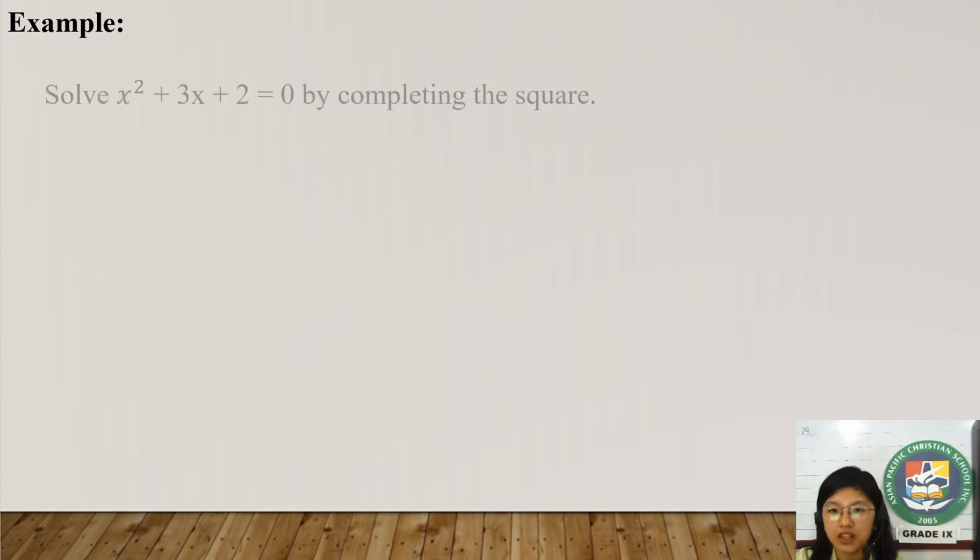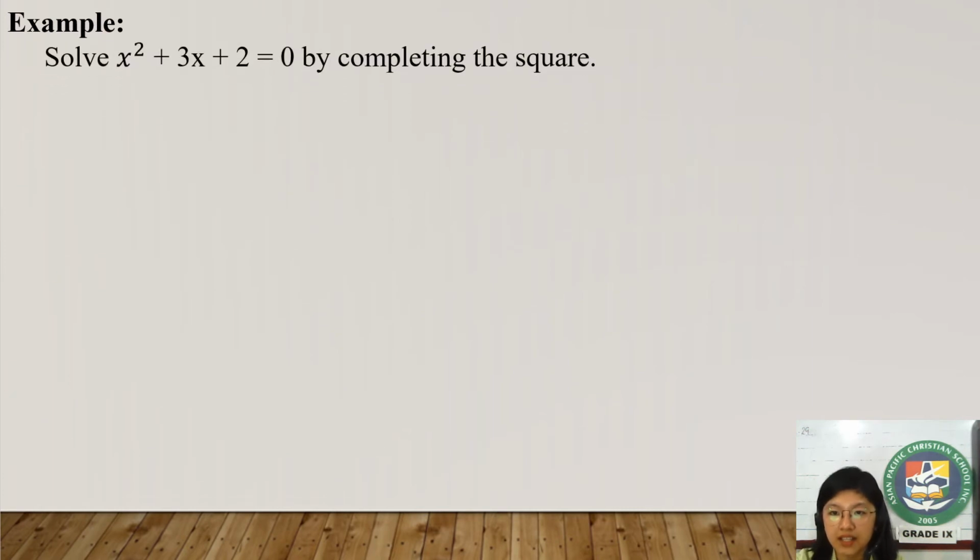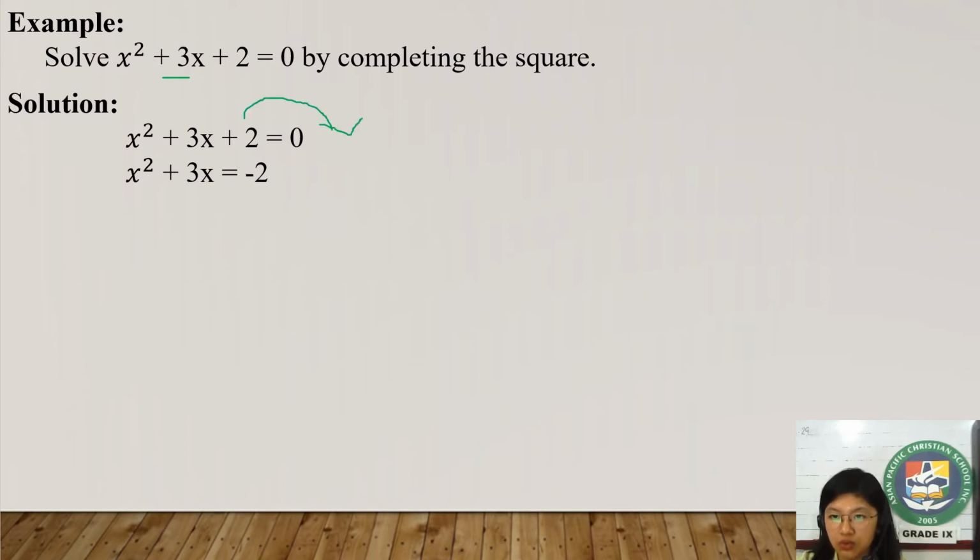So, ganun siya. Next example, solve x squared plus 3x plus 2 equals 0 by completing the square. So, kuhanin natin yung half ng coefficient ng x. We have here the coefficient of x na 3. Then, yung half niyan, 3 halves. So, ayan. Transpose again yung number or positive 2, so magiging negative 2. And then, yung sinabi ko sa inyo na half of the coefficient of x, we have 3 halves. Ito yon. Then, ganun din sa kabila.